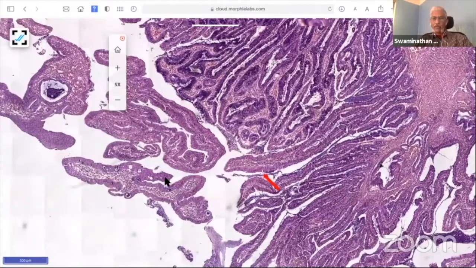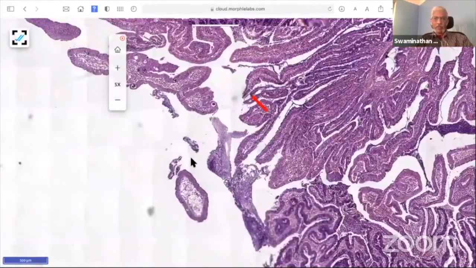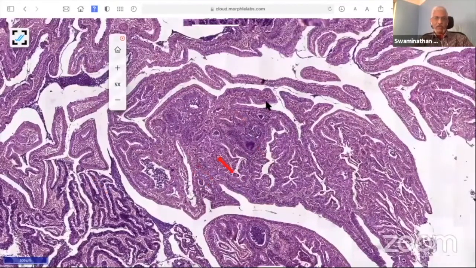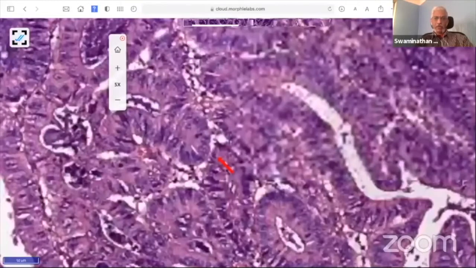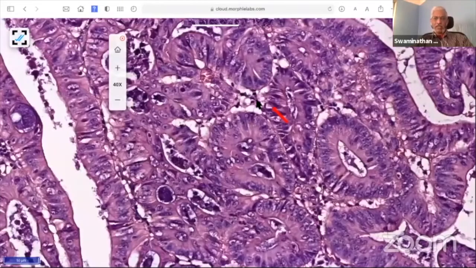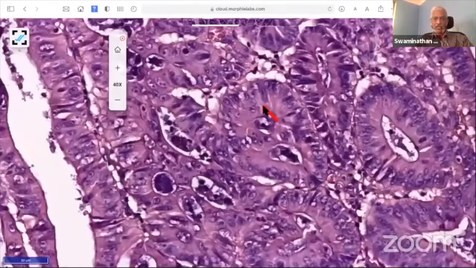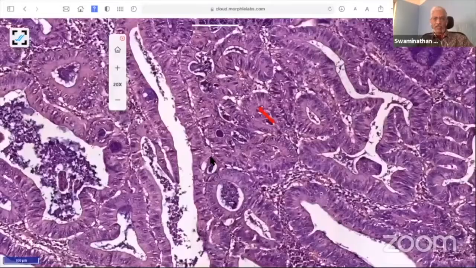In the low power, you can see this area. See how nicely there is cribriforming here in the low power. If you go to the high power, you can see cribriforming. Some people say this is a back-to-back gland arrangement. I don't agree with that. This is one gland, this is one gland. This is not back-to-back glands. This is one single gland with intraglandular growth. They start like papillary projections.